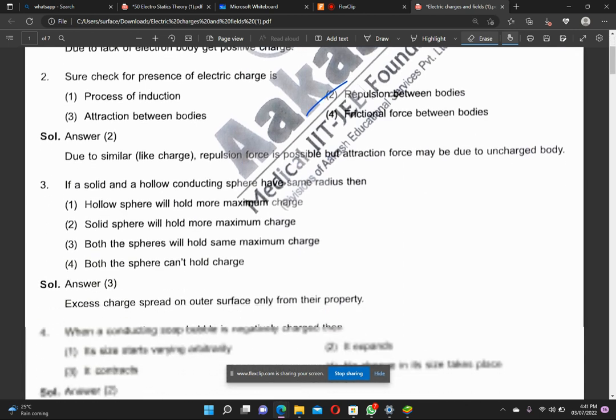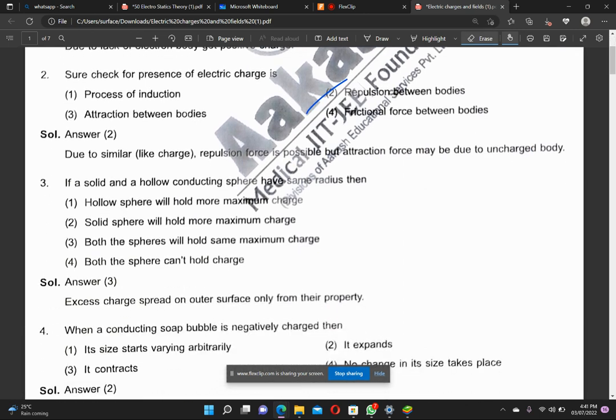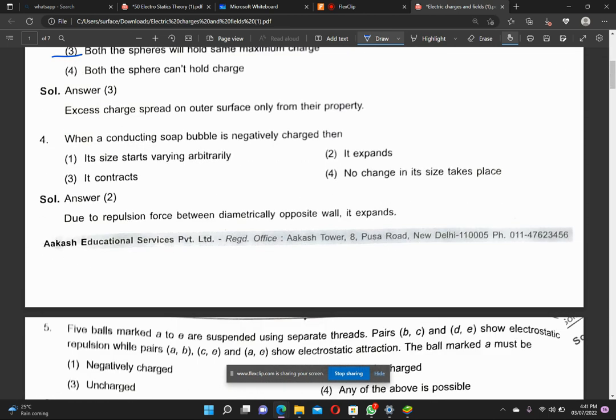Okay. So our next question: if a solid and a hollow conducting sphere have the same radius, then option three is correct. Both the spheres will hold the same maximum charge. Excess charge spreads on the outer surface only, from their properties, not whether it is a solid or a hollow sphere. When a conducting soap bubble is negatively charged, then it expands.